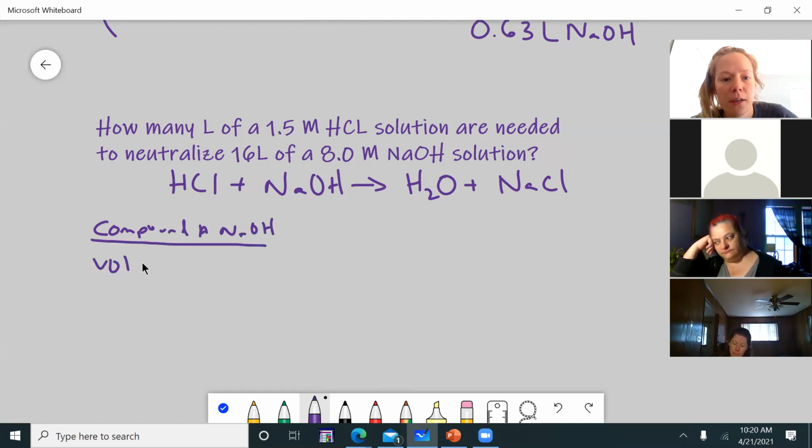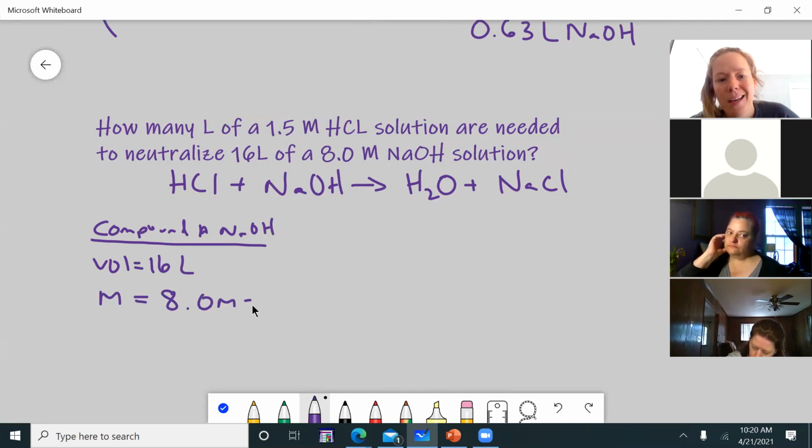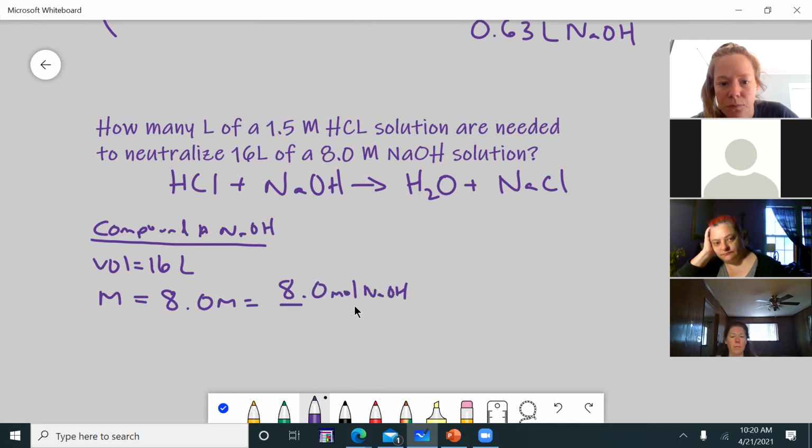We know its volume. So the volume is 16 liters, and we don't need to convert it because we want it in liters. Sometimes they give you these problems in milliliters. Make sure you get into liters. It'll throw your magnitude off. We have our molarity. So the molarity is 8.0 big M. Again, I don't want to use this. I want it to be as a conversion factor. So 8.0 moles of NaOH in every 1 liter of the NaOH solution.